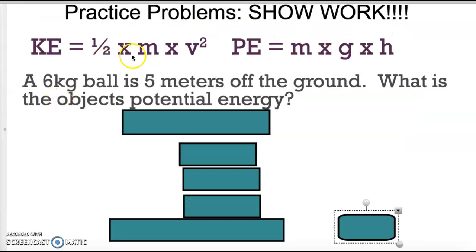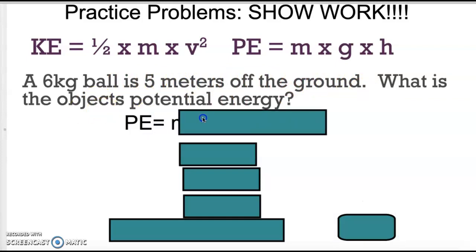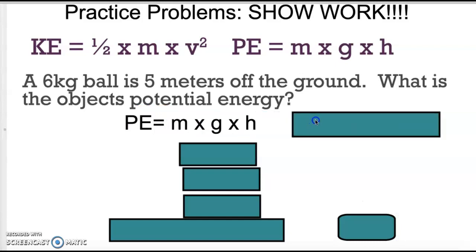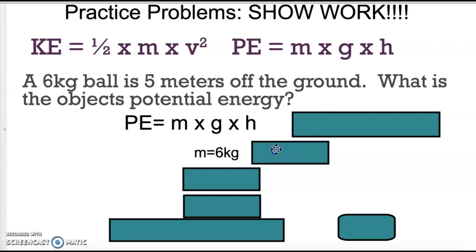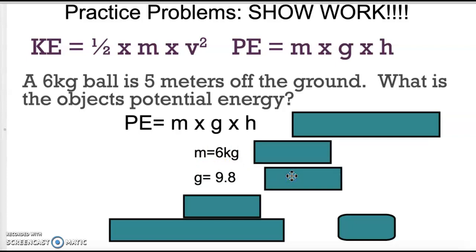All right, so let's look at a potential energy problem. If we have a 6 kilogram ball that is 5 meters off the ground, what is the object's potential energy? Remember, potential energy is mass times gravity times height. Let's find all of those numbers first. We need the mass number, so we're looking for a kilogram number, so that would be 6. And remember, gravity is always going to be 9.8. Always. g will always be 9.8 because we're talking about the gravity of Earth's pull, and we're on Earth. And then for the height, you should look for a meters number. So that would be 5.